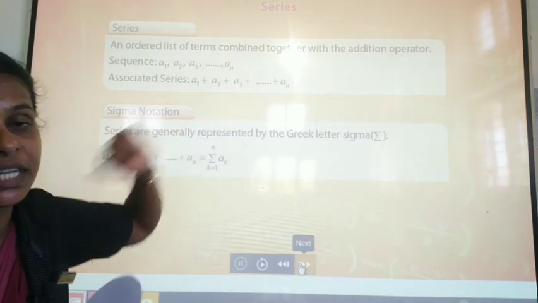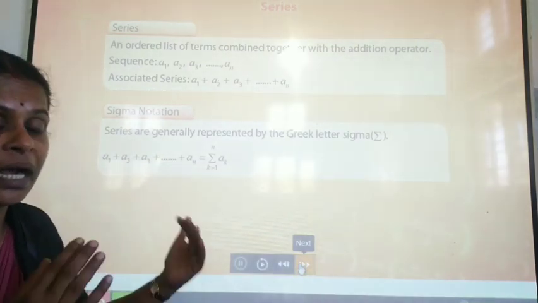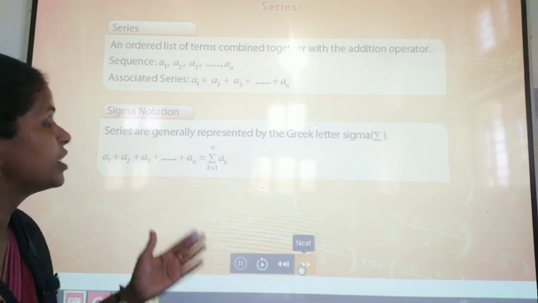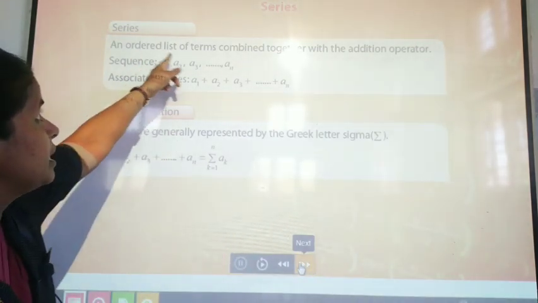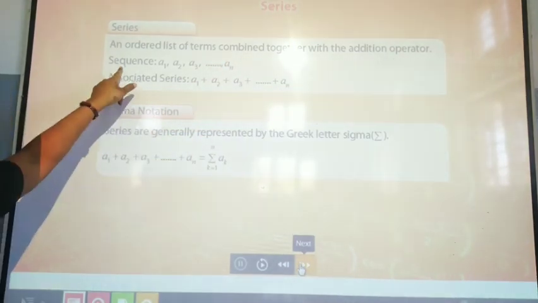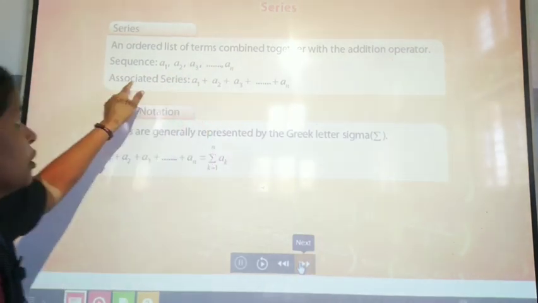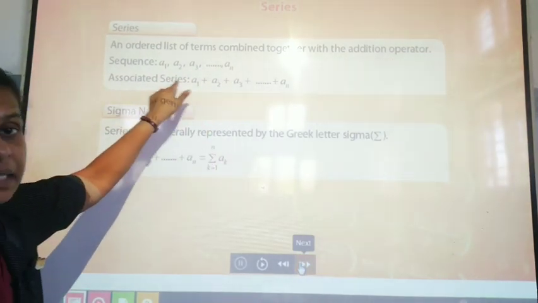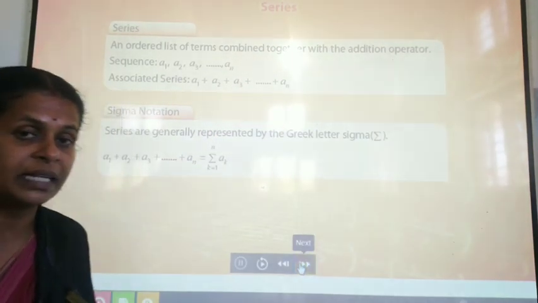ഓക്കെ, അതായത് That is the definition of the series: an ordered list of terms combined together with the addition operator. ഇപ്പോൾ ഒരു സീരീസ് എന്ന് പറയുന്നത് എന്താ, തന്നിട്ടുള്ള സീക്വൻസിനെ അഡീഷൻ ഓപ്പറേറ്റർ ഉപയോഗിച്ച് നമ്മൾ എന്ത് ചെയ്യുന്നു, ടുഗെദർ കമ്പൈൻ ചെയ്യുന്നു അല്ലേ. സോ ഓർഡേർഡ് ലിസ്റ്റ് ടേംസ് കമ്പൈൻഡ് ടുഗെദർ വിത്ത് ദ ഓപ്പറേഷൻ ഓഫ് അഡീഷൻ. ഓക്കെ, ദാറ്റ് ഈസ് എ സീക്വൻസ് എന്ന് പറയുമ്പോൾ A1 A2 A3 എക്സെട്ര AN ഈസ് എ സീക്വൻസ്. സോ സീരീസ് എന്ന് പറയുമ്പോൾ ഹൗ വി ക്യാൻ റൈറ്റ് ദാറ്റ് ഈസ് A1 പ്ലസ് A2 പ്ലസ് എക്സെട്ര പ്ലസ് AN ഈസ് ദ സീരീസ് ഓഫ് ദാറ്റ് സീക്വൻസ്.